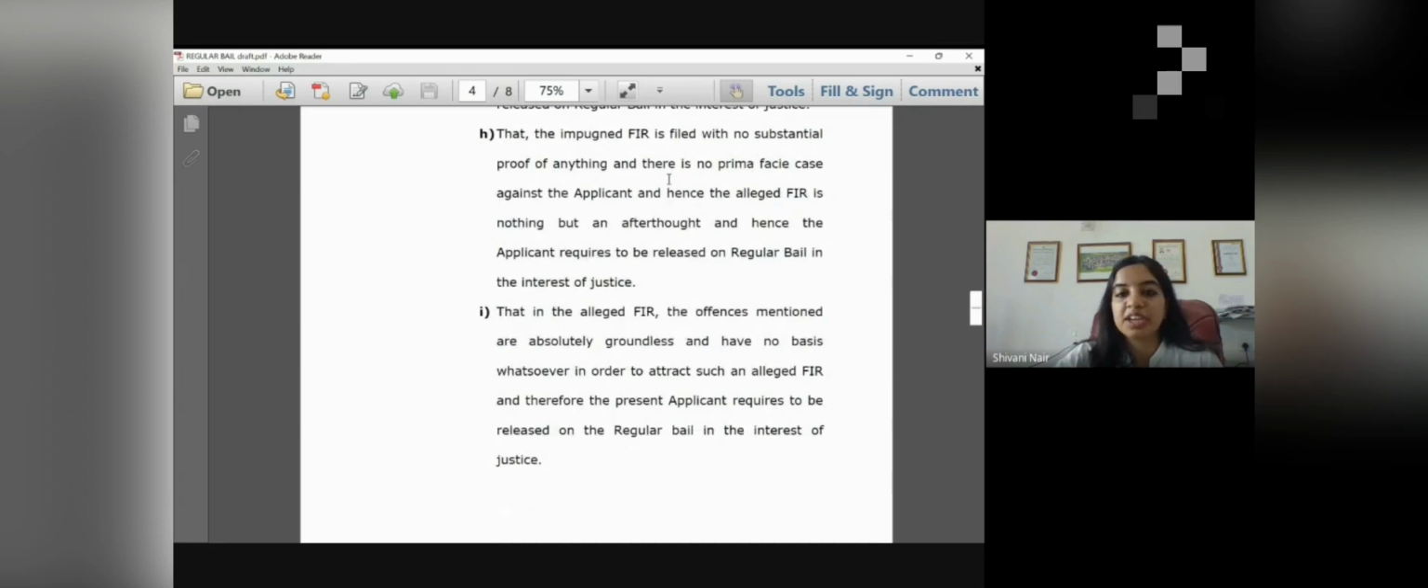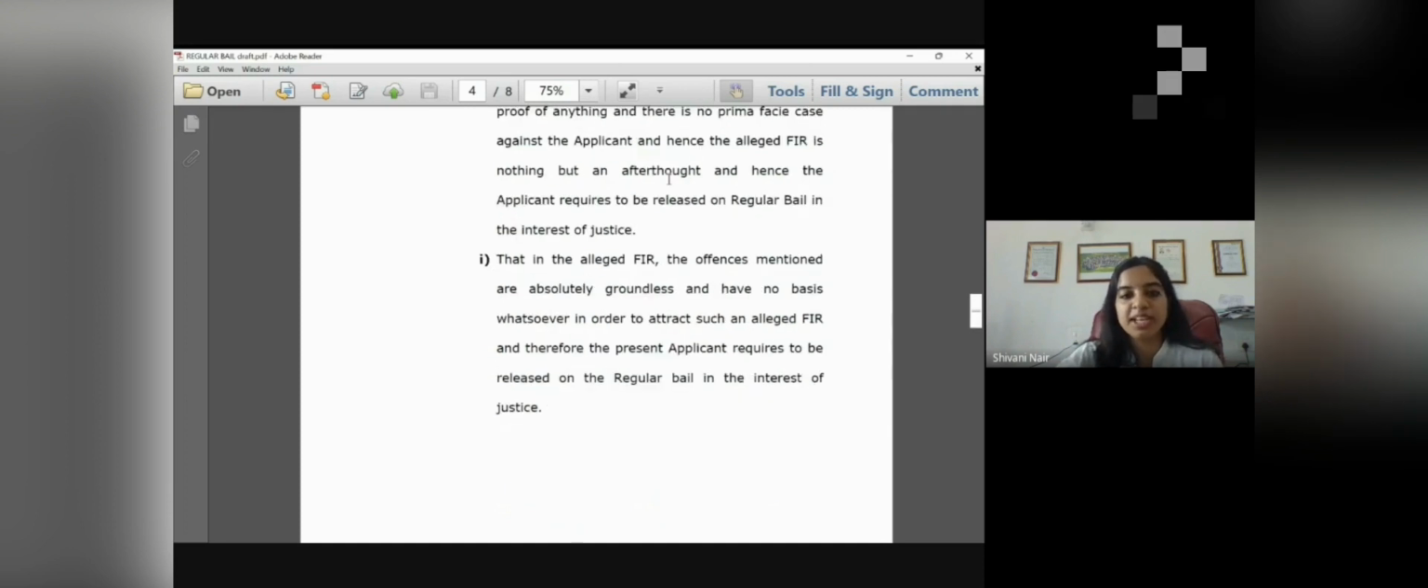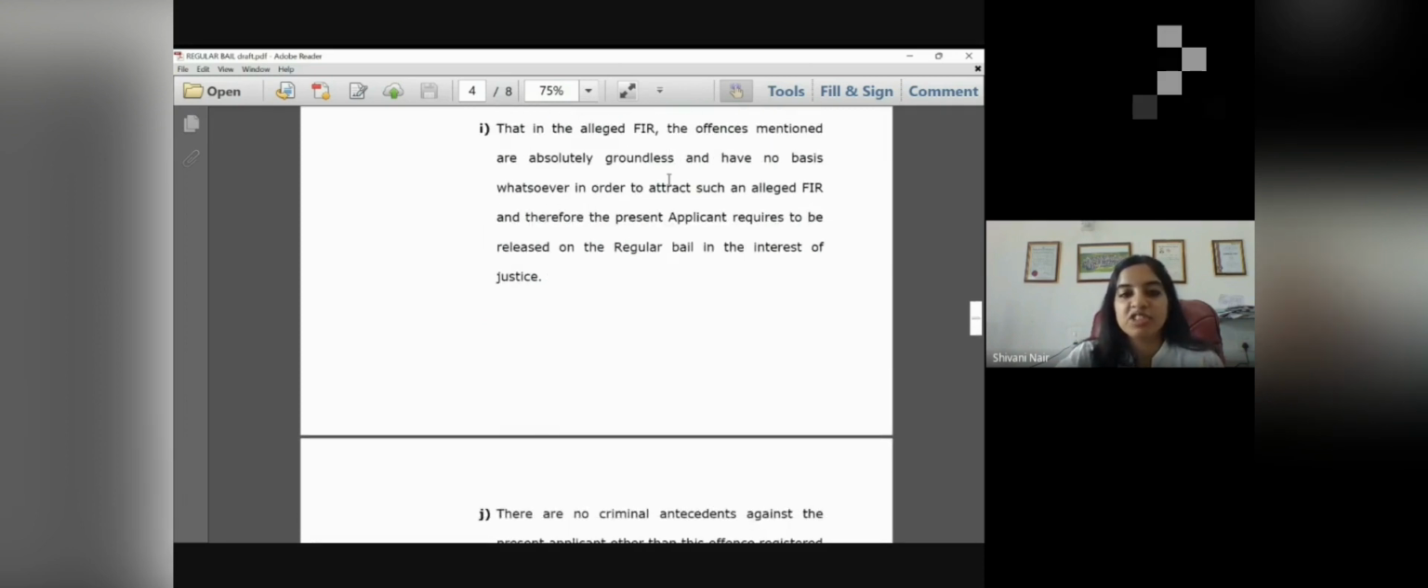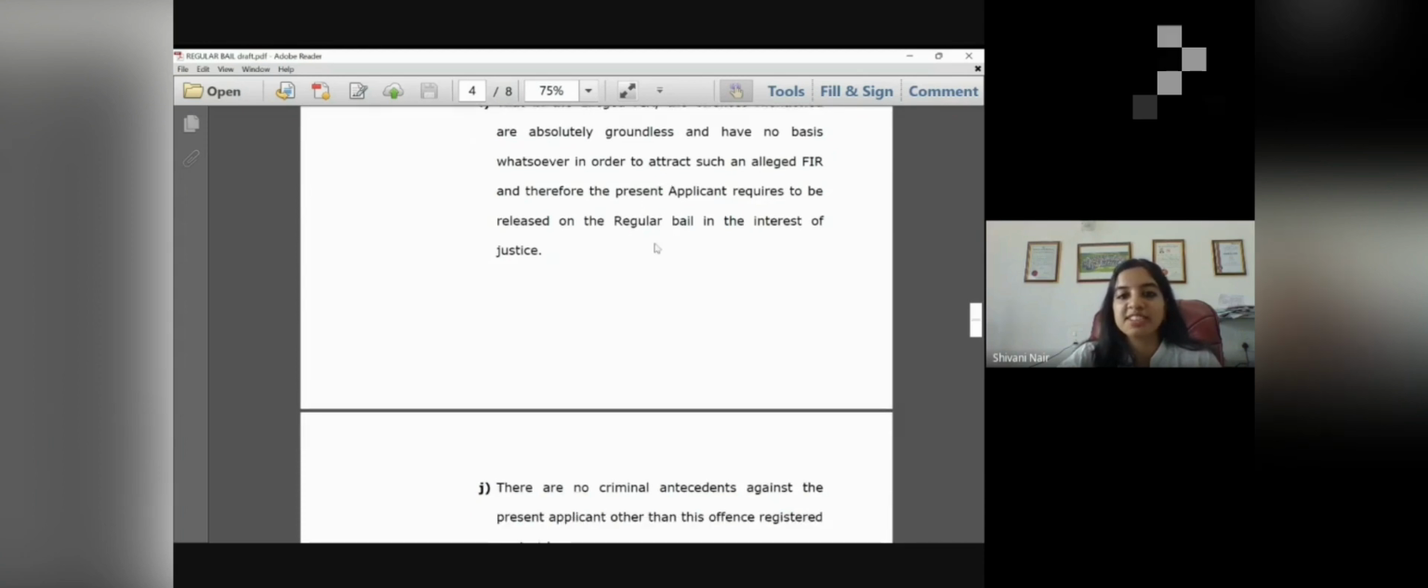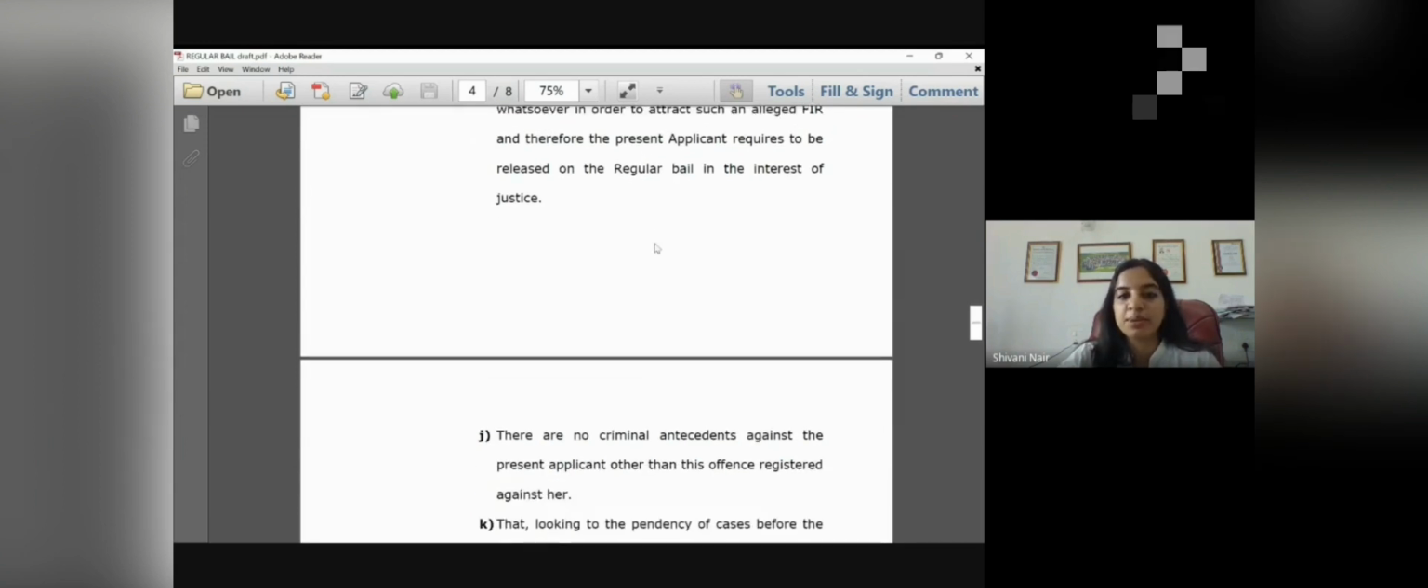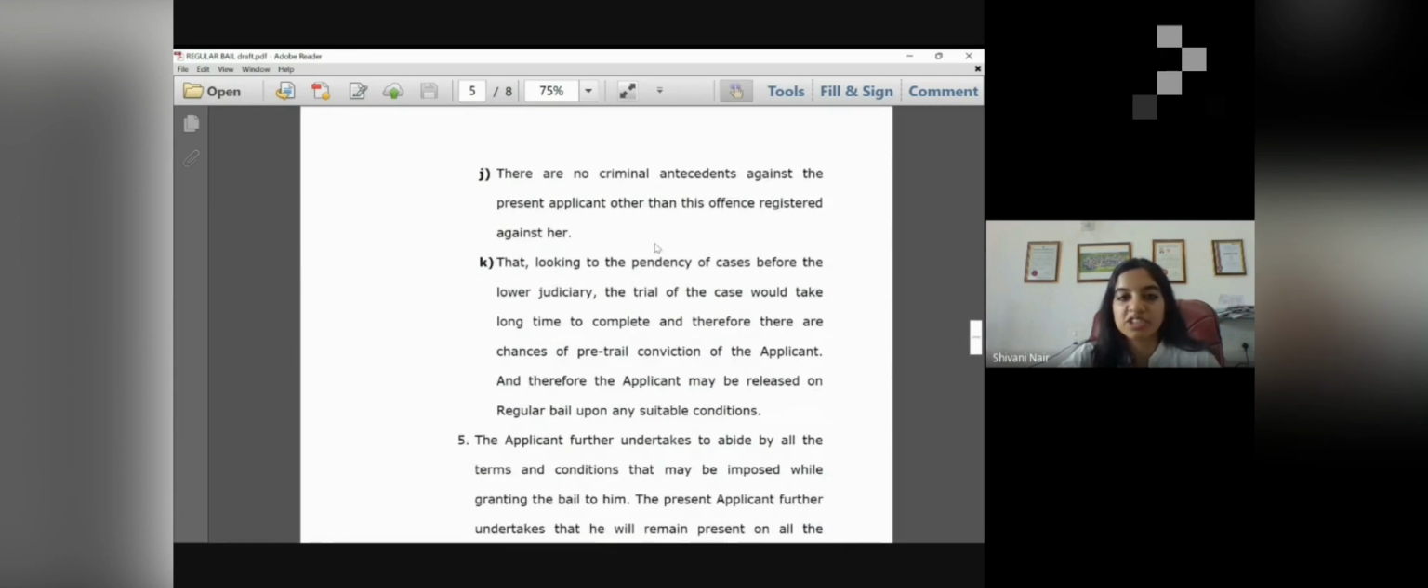That the impugned FIR, you point out the loopholes in the FIR, in which you mention that the impugned FIR is filed with no substantial proof of anything, and there is no prima facie case against the applicant, and hence the alleged FIR is nothing but an afterthought, and hence the applicant requires to be released on regular bail in the interest of justice. That in the alleged FIR, the offences mentioned are absolutely groundless and have no basis whatsoever to attract such an FIR, and therefore the applicant requires to be released.